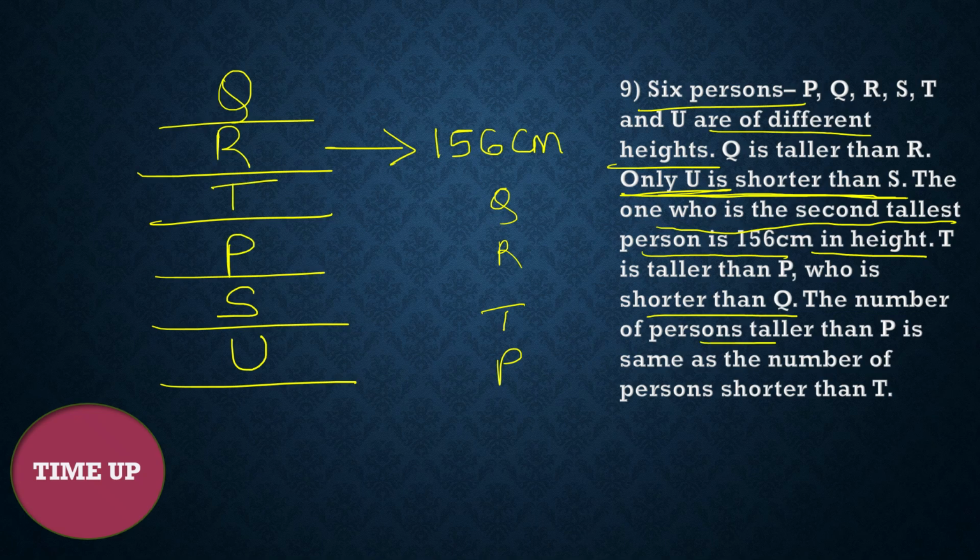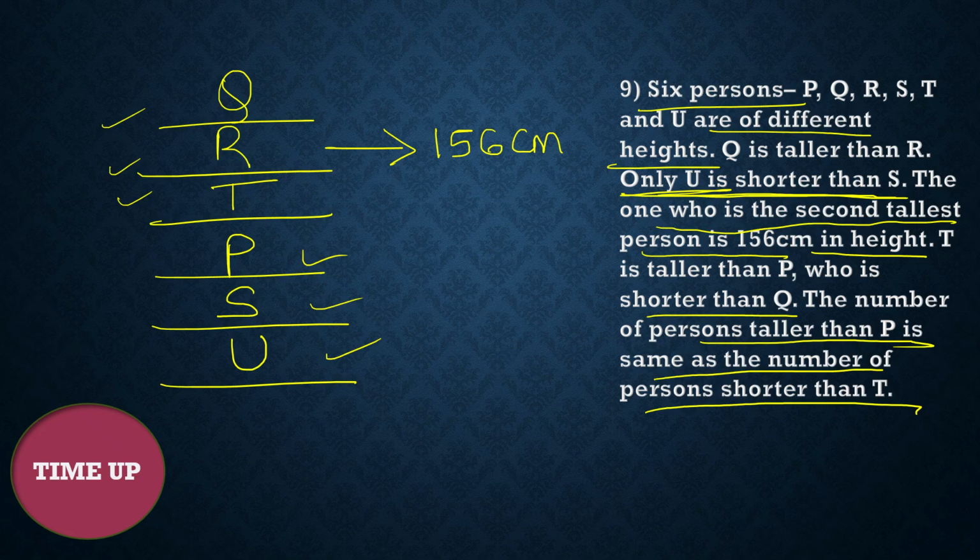The number of persons taller than P is the same as the number of persons shorter than T. The number of persons taller than P is 1, 2, 3. Three persons are taller than P. The same number should be the number of persons shorter than T: 1, 2, 3. So this is satisfied, and this is the correct arrangement. I hope you got this arrangement as correct.